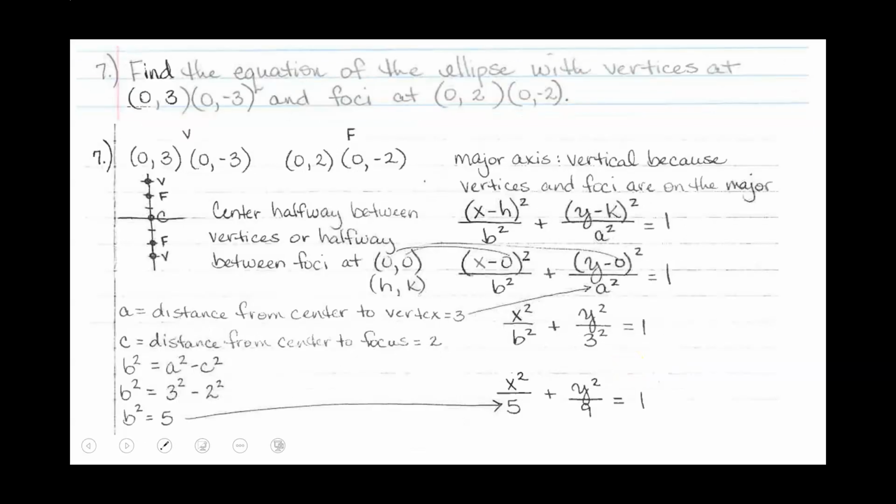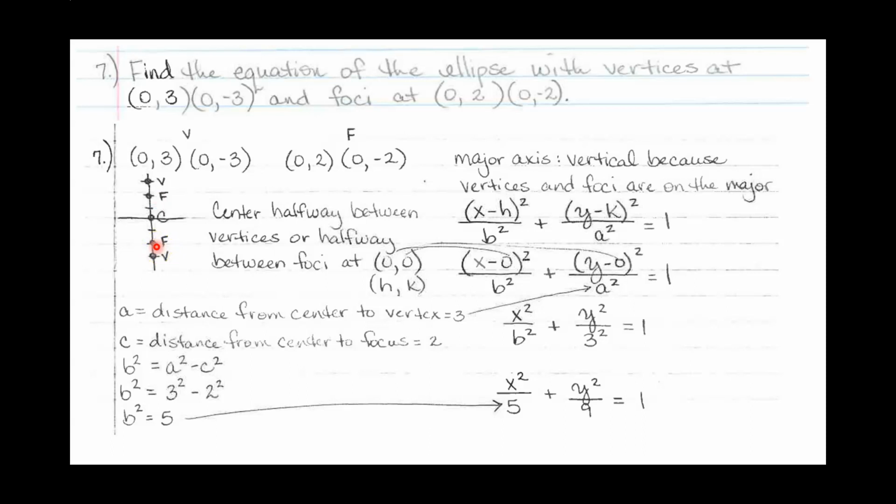All right, then for number 7, another one of those, find the equation of the ellipse that has vertices at 0, 3 and 0, -3. And foci at 0, 2 and 0, -2. Okay, so again, let's plot what we know. Vertex at 0, 3 and 0, -3. Focus at 0, 2 and 0, -2.